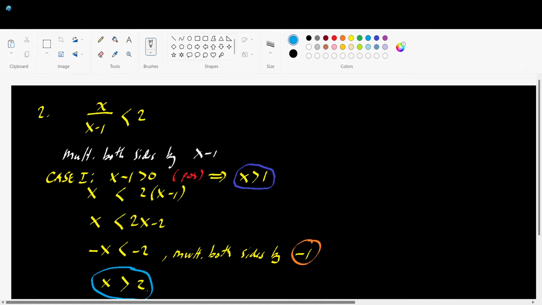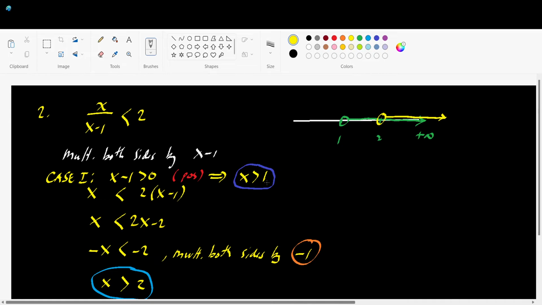That happens when x is greater than 1. So we need to find the intersection of these two. We started with x minus 1 greater than 0, or equivalently x is greater than 1, and we ended up with the inequality x greater than 2. So let us indicate in the number line those numbers, 1 and 2. The first inequality says that x is greater than 1, so from 1 to positive infinity. The second inequality says that x is greater than 2.